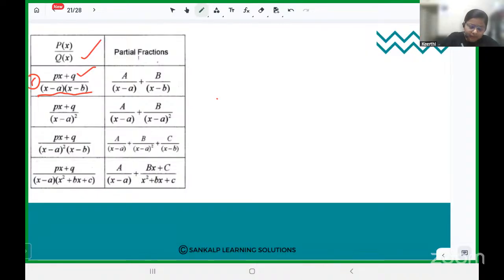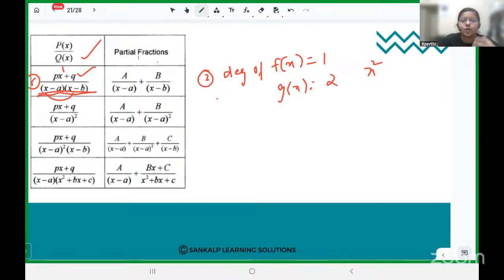Now check whether the conditions are satisfied. Linear polynomial means the power of x is 1, so the degree of f of x is 1 in the first case. What is the degree of the denominator g of x? If you multiply x into x, you will get x square, so the degree of g of x is 2. The second condition is also satisfied: the degree of f of x is less than the degree of g of x, and g of x is a product of two linear factors.